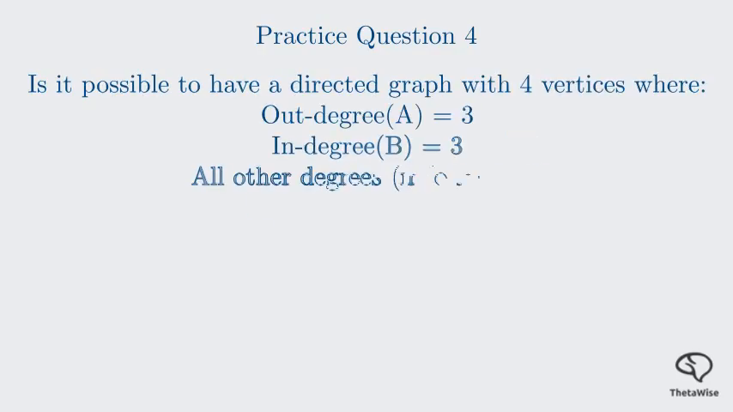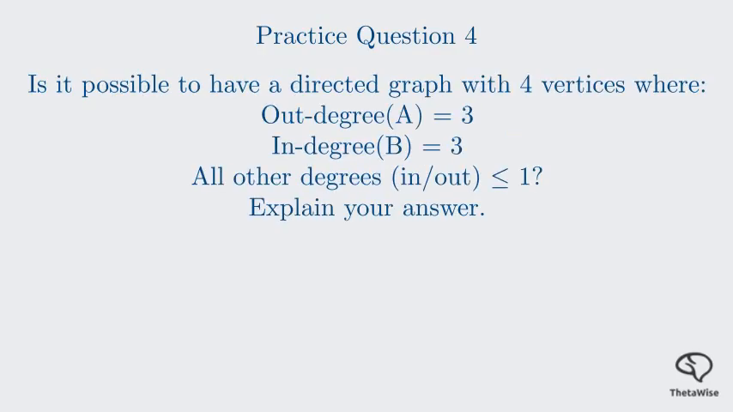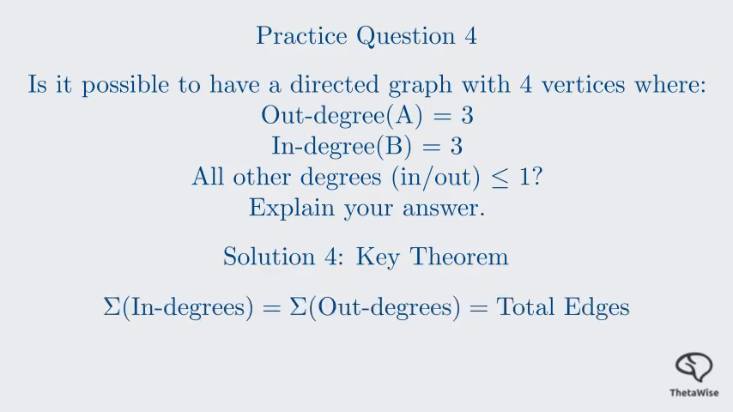Our fourth question is a bit more open-ended and requires a clear, reasoned explanation. The question asks if it's possible to create a directed graph with 4 vertices where vertex A has an out degree of 3, vertex B has an in degree of 3, and all other in degrees and out degrees are less than or equal to 1. Explain your answer. This question is about applying a key theorem in graph theory. Remember, each edge in a directed graph contributes exactly 1 to the total out degree and 1 to the total in degree. This means that the sum of all in degrees in a graph must be equal to the sum of all out degrees.